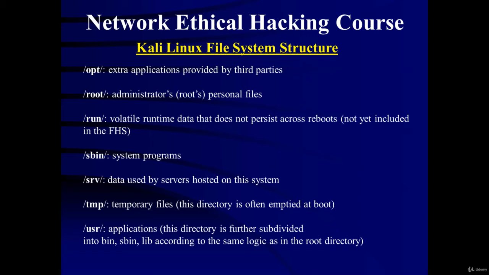Srv is the data used by servers hosted in the system. Tmp, from the name, temporary files. Normally the temporary files are created while running any application, and most of the time once we close the application, the temporary folder will be emptied. The usr folder has the applications, and under usr there are 3 subfolders: bin, sbin, and lib again. Those 3 folders are considered shortcuts for the main folders which I mentioned before.